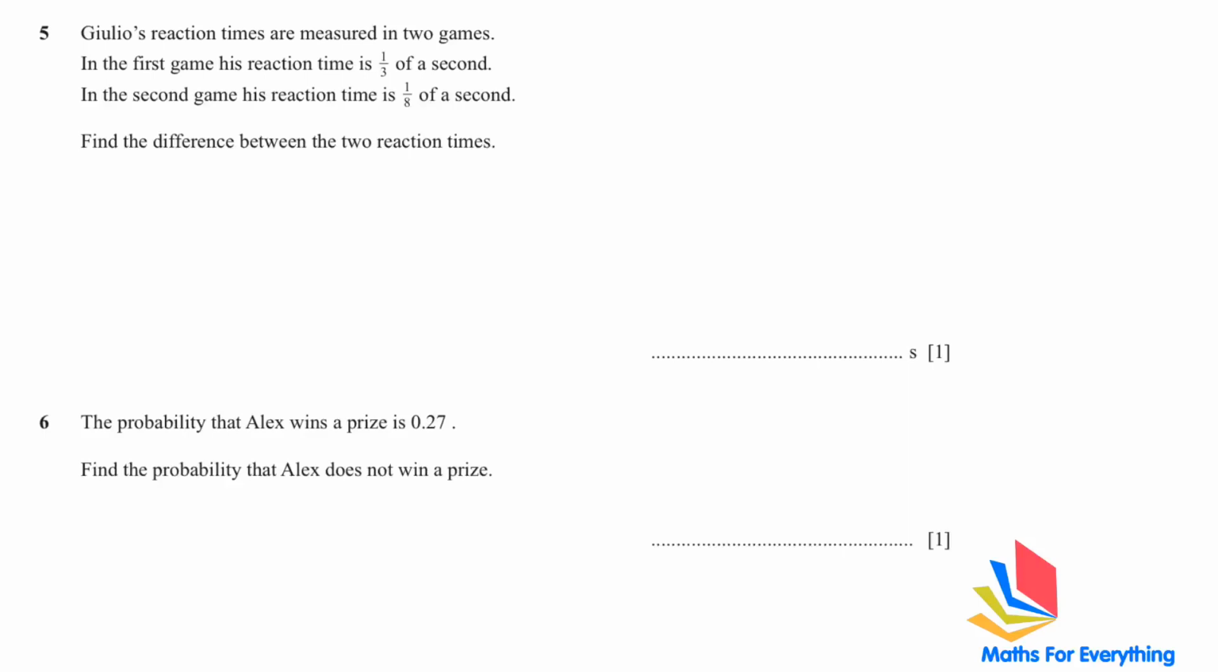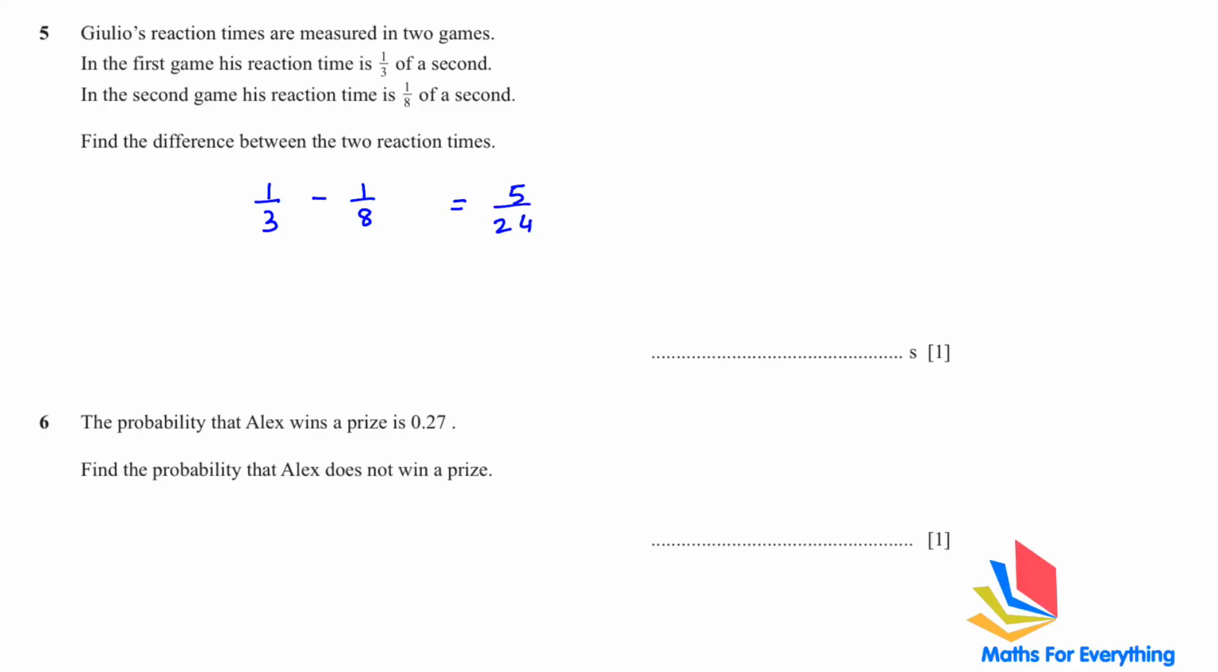Question number 5. Giulio's reaction times are measured in 2 games. In the first game, his reaction time is 1/3 of a second. In the second game, his reaction time is 1/8 of a second. Find the difference between the two reaction times. So this is a very easy question. We just have to find the difference. Difference means subtract. So 1/3 minus 1/8. You can use your calculator directly and you will get the answer 5/24. You can leave it as a fraction.